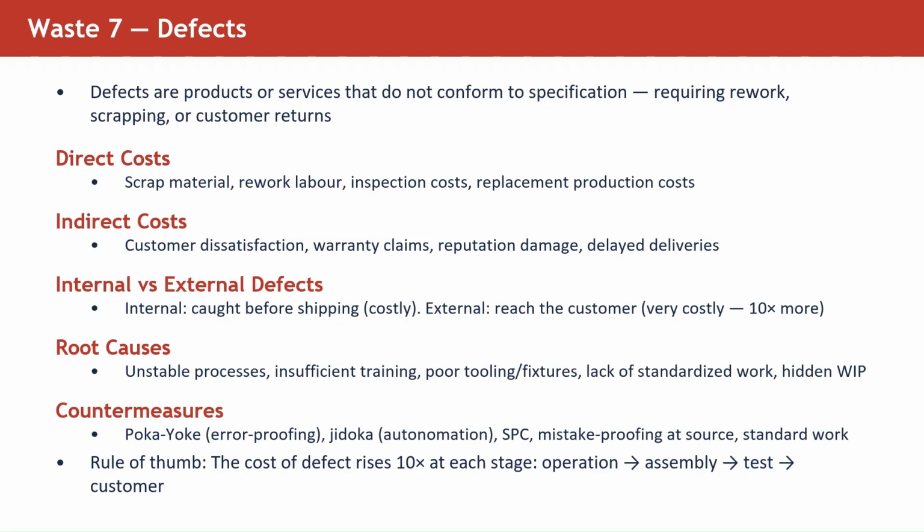Then Jidoka, that is automation wherein the machine detects abnormalities and stops automatically. Then put statistical process control measures in place to monitor and control process variation, and standardize work to ensure every operation is performed correctly every time. The ultimate goal is to reach zero defects, not through inspection but through designing the process where defects are physically impossible.